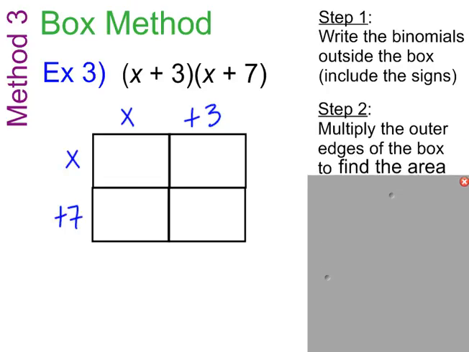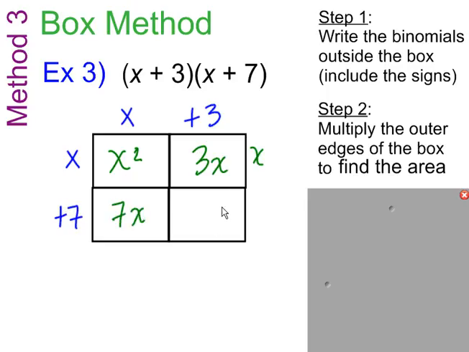Second step, multiply the outer edges of the box to find the area. So this box here would have an area of x by x, which would give us x squared. This box here would have a measurement of 3 by x, because that's the other side there, and 3 times x is 3x. Here this one would be 7 times x, which is 7x, and this one over here would be 3 times 7, which is 21. Okay, so we've satisfied step 2.